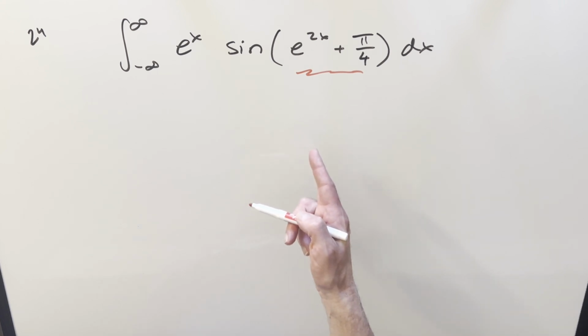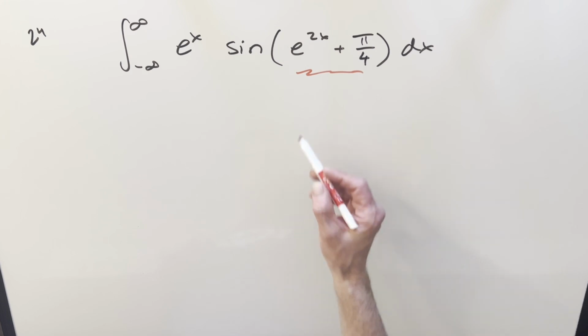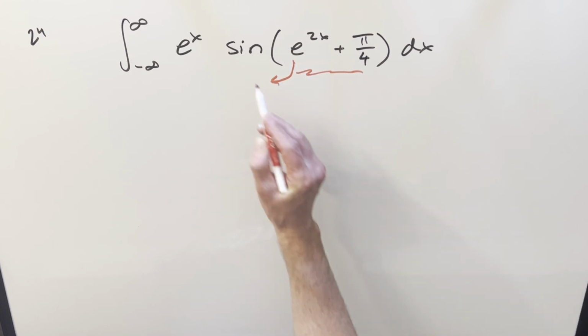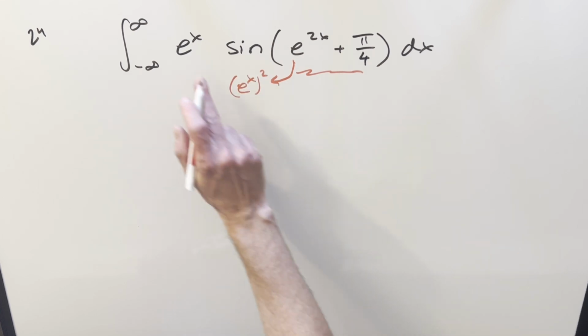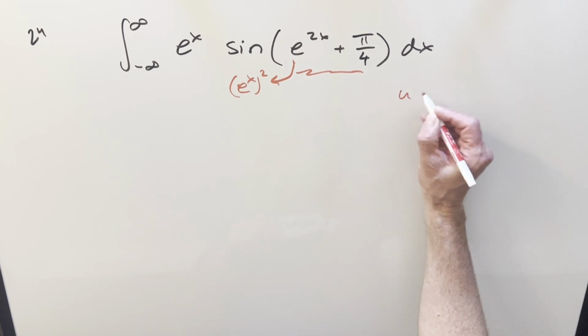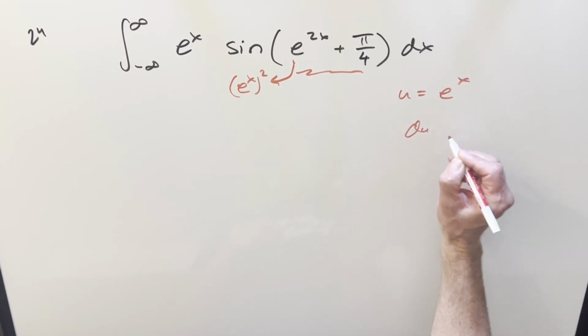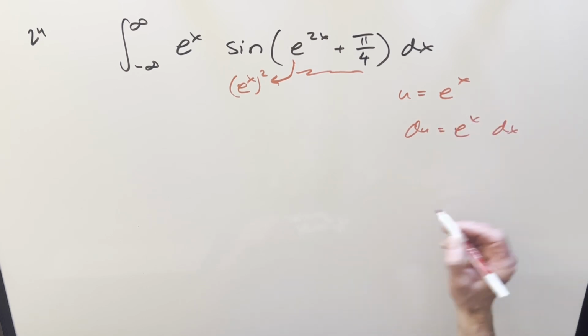I'm going to want to break that up, but before we do it, let's do a u substitution. For e^(2x), we can think of this as (e^x) squared, which is the same as what we have right there. So it's going to work if I do a u substitution for e^x, then du is just e^x dx.